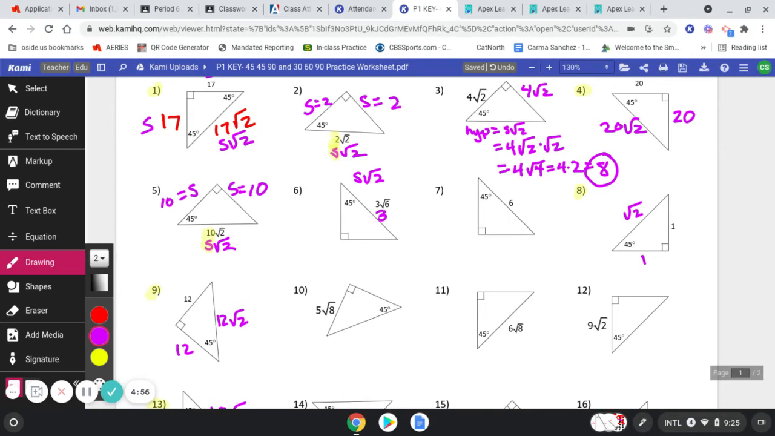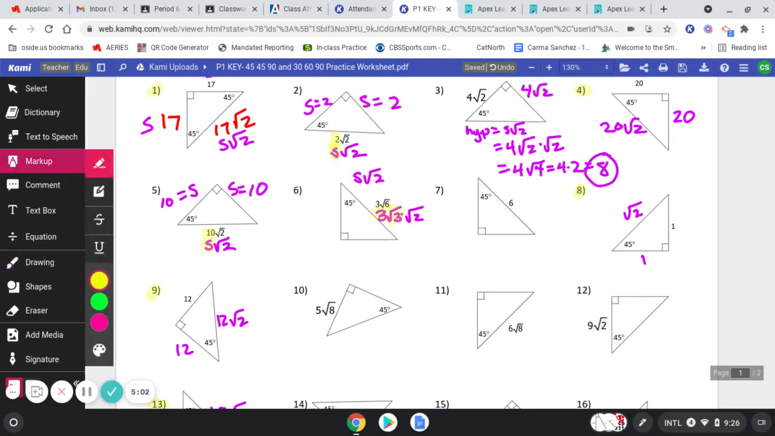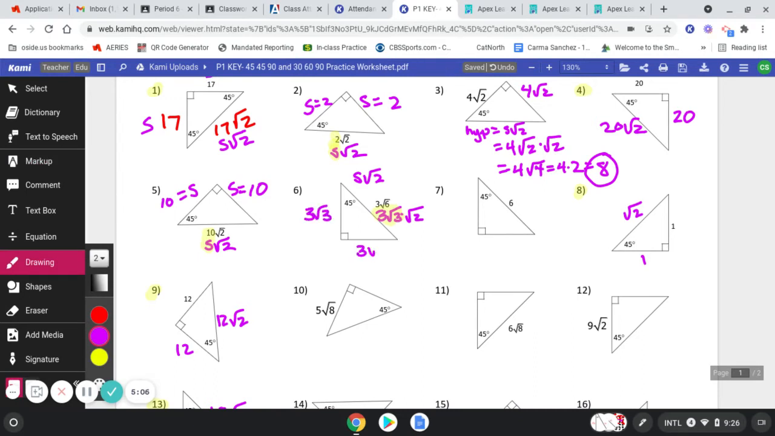Isn't 6 another way of saying root 3 times 2? So here it is. My side length is just going to be 3 root 3, which is the side length value in front of the root 2.